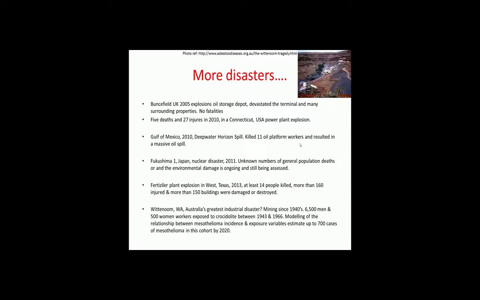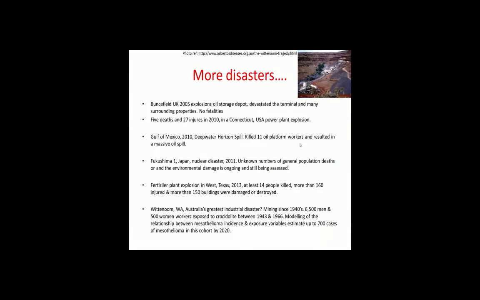The fertiliser plant explosion in West Texas in 2013, so a recent one, where at least 14 people were killed, lots injured, and a lot of buildings damaged or destroyed. In fact, most of that small town was wiped out. The last one that's mentioned there is the Wittenoom disaster, which has been described as Australia's greatest industrial disaster, and it's had enormous impact on huge numbers of people.